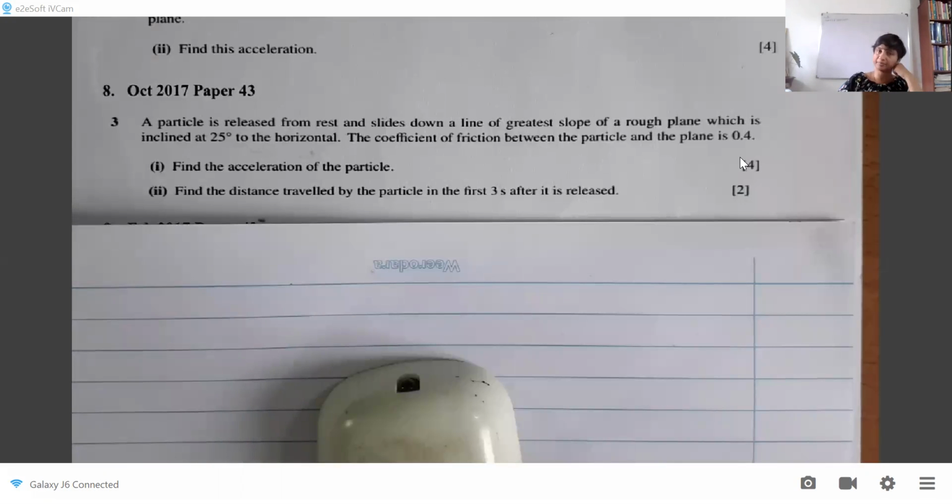Do you have the diagram ready? So in this scenario, when you keep the particle on the plane, just as you keep it, it starts to slide. So friction. So I would not say anything about friction.